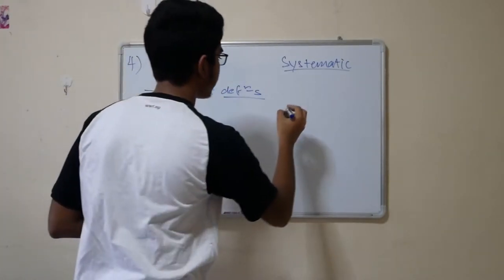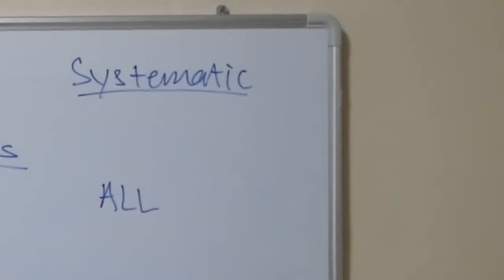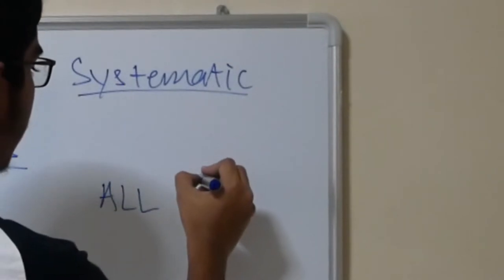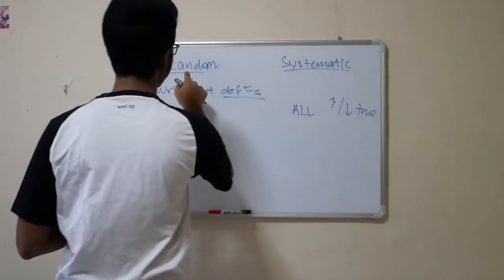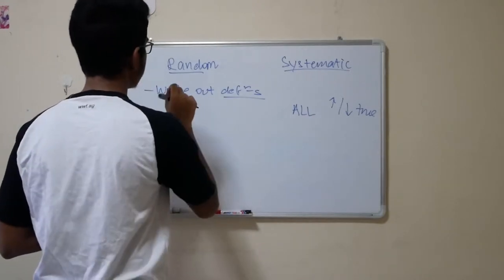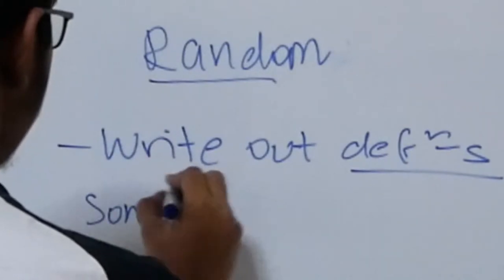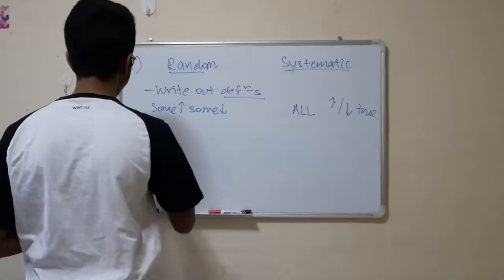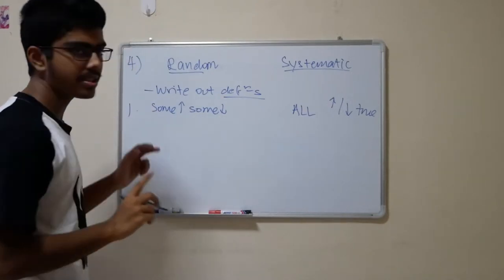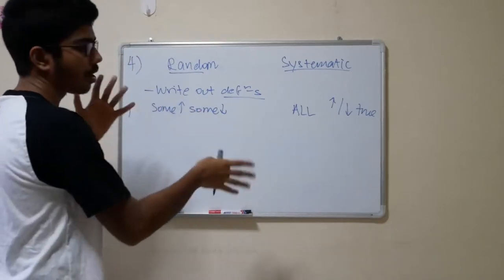In systematic errors, all readings lie above or below, all are above or below the true value. In random errors, it is a combination of both. So some are above, some are below. And some might be exactly the true value, in fact. And that is the first difference, okay? This is like an either or, but this one is a combination of both.